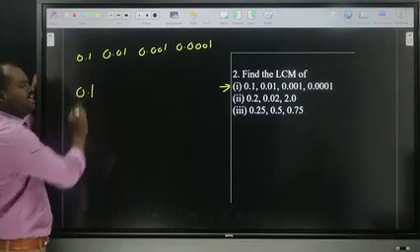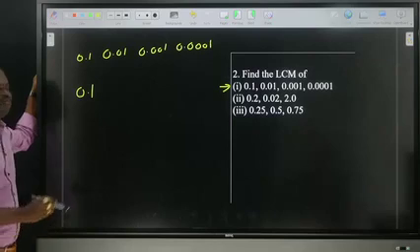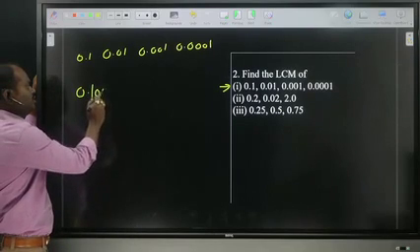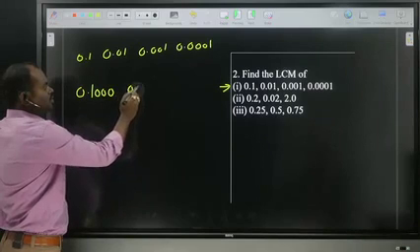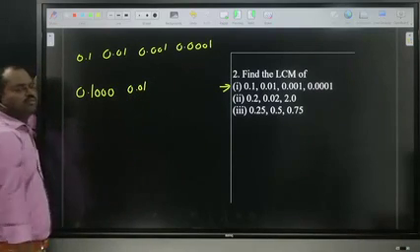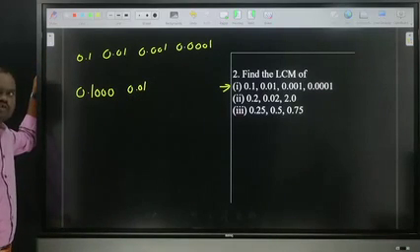After the point only one number. To make four, we should write how many zeros? Three zeros. 1, 2, 3. Okay, now the next number, 0.01. Here also we need to make four. To make the four, already two numbers are there. We should write how many zeros? Two more zeros.